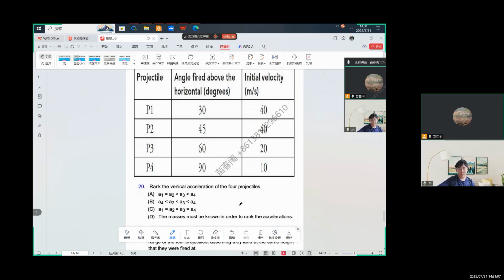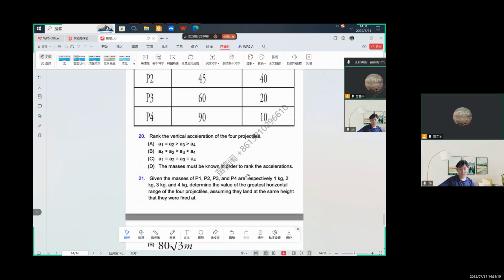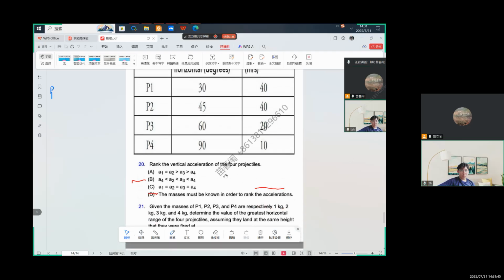And then 21. Wait, is this like an FRQ? Where's the answer choice? Oh, this is 21. He wants you to determine the value of the greatest horizontal range, so you just calculate it.